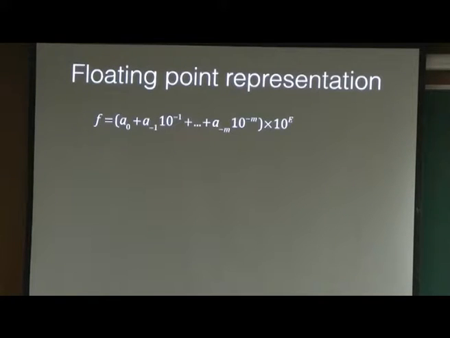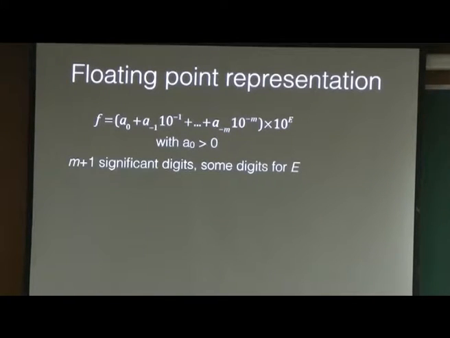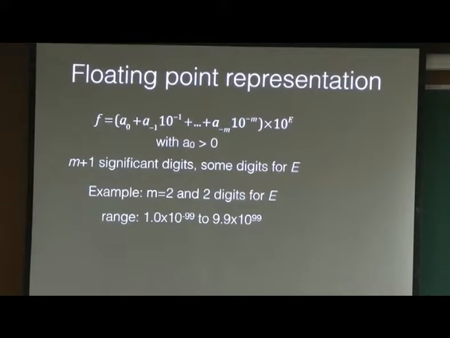I will go quickly, this is very obvious, but it is a very interesting thing to notice. It has m plus 1 significant digits, and we need to keep some digits for the exponent. So, let us do an example with m equal to 2 and 2 digits for E. I am again using 4 digits. So, what is the set of numbers I can represent?